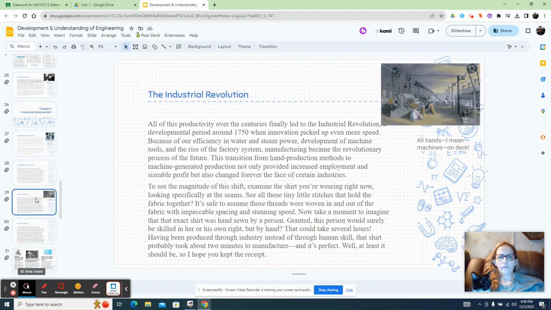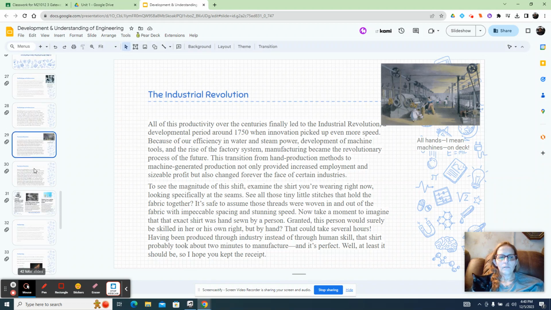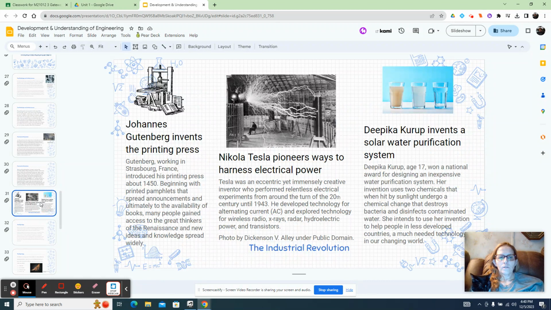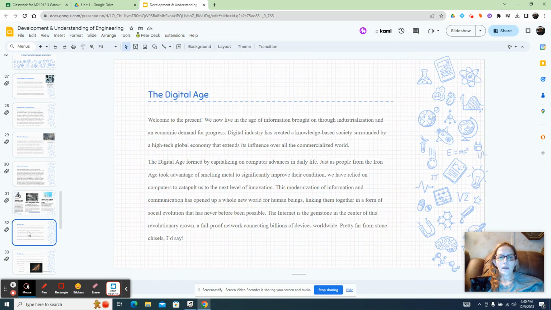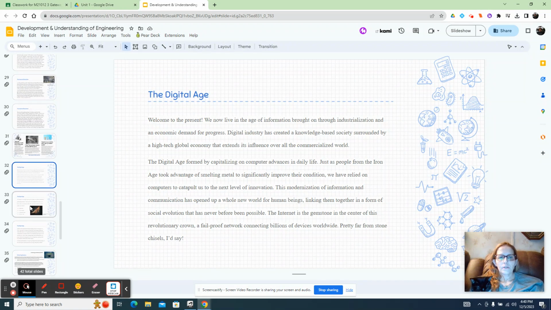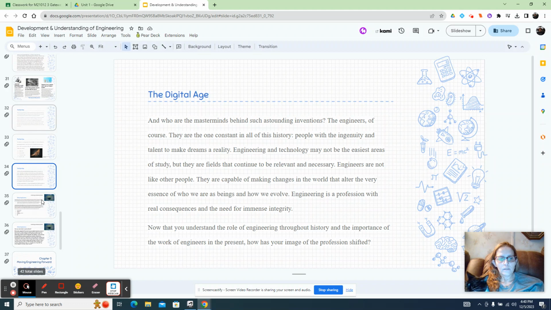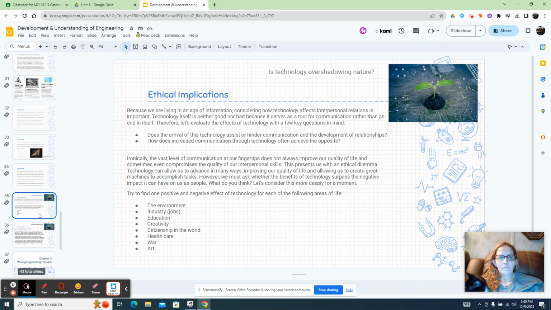The Industrial Revolution, what happened during those times? We had a lot of machinery happening at that time. So the printing press, Nikola Tesla, the solar water purification system, and then we have the digital age that took place with Bluetooth, social media, electric cars, and phones happening during that time.